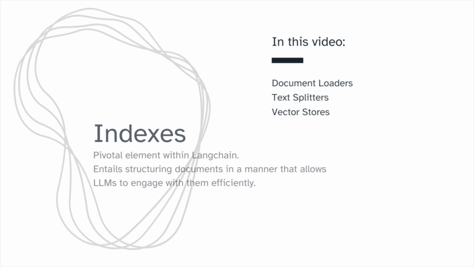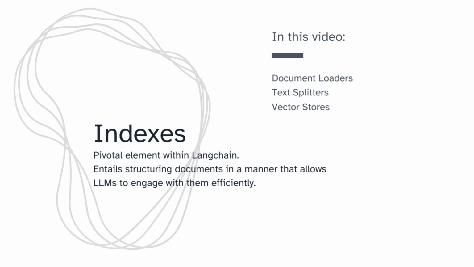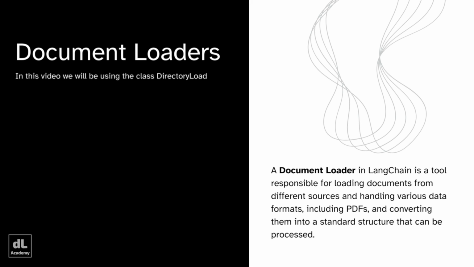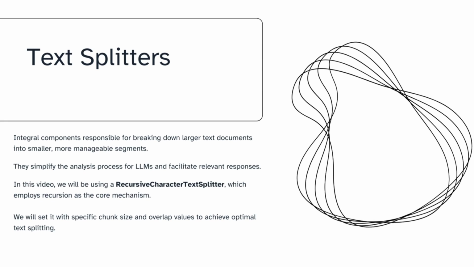Indexing stands as a pivotal element with LangChain. It entails structuring documents in a manner that allows LLMs to engage with them efficiently. In this video, we will be working with document loaders, text splitters, and vector stores. A document loader in LangChain is a tool responsible for loading documents from different sources and handling various data formats, including PDFs, and converting them into a standard structure that can be processed by the LangChain system. In this video, we'll be using the class DirectoryLoader, a document loader that can load multiple documents from a given directory.